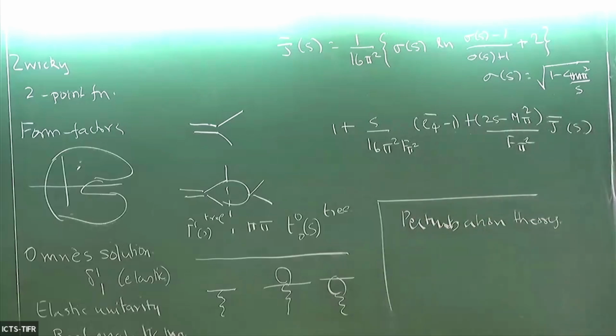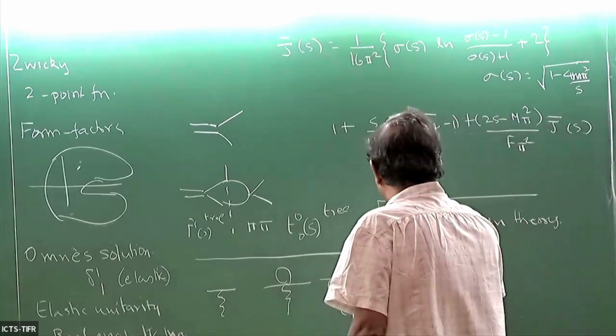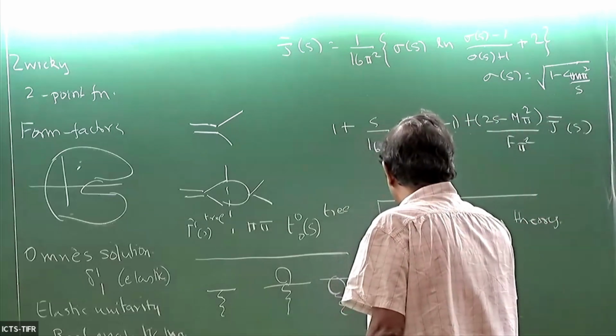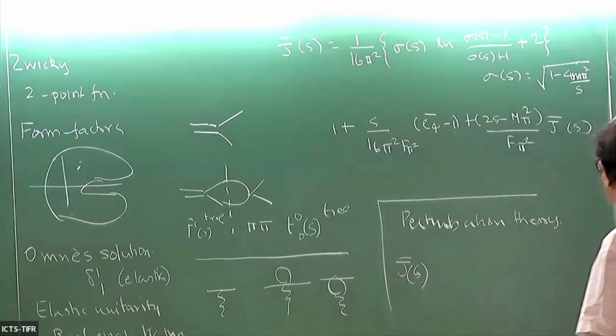So now let me turn this question around and ask you, if you know the imaginary part of this J bar of s, how do you get J bar of s? Through a dispersion integral, okay? Now one of you has to try to help me to get J bar of s knowing the imaginary part. What's the imaginary part of J bar of s?